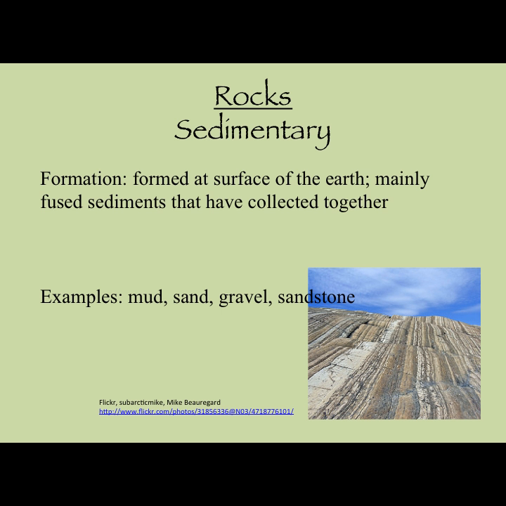The first type of rock that we're going to learn about is called sedimentary. These rocks are formed at the surface of the earth, mainly fused sediments that have collected together in a certain area. Examples of sedimentary rocks include mud, sand, gravel, and sandstone. And this picture is a picture of what a common sedimentary rock will look like.